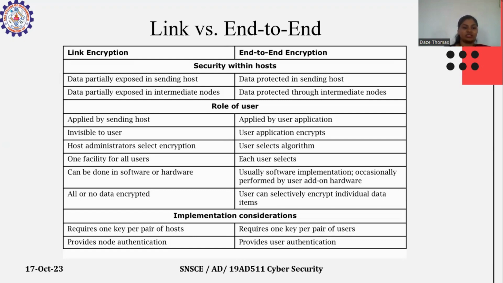Now we'll discuss in terms of implementation considerations. In link encryption, it requires one key per pair of hosts. It also provides node authentication, while end-to-end requires one key per pair of users and provides user authentication.